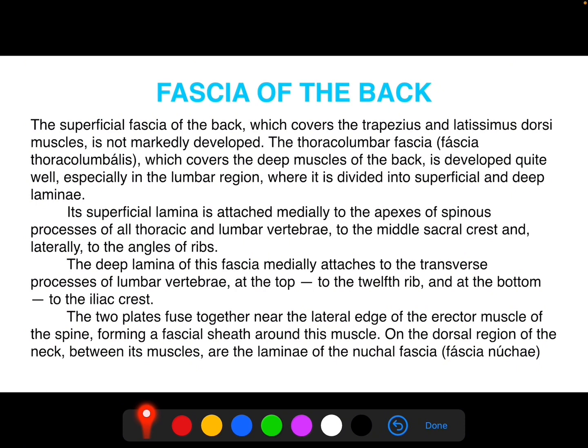Its superficial lamina is attached medially to the apexes of the spinous processes of all thoracic and lumbar vertebrae, to the medial sacral crest, and laterally to the angles of the ribs. The deep lamina of this fascia medially attaches to the transverse processes of lumbar vertebrae, at the top to the 12th rib, and at the bottom to the iliac crest. The two laminae fuse together near the lateral edge of the erector spinae muscle, forming a fascial sheath around this muscle. On the dorsal region of the neck, between its muscles, are the laminae of the nuchal fascia.